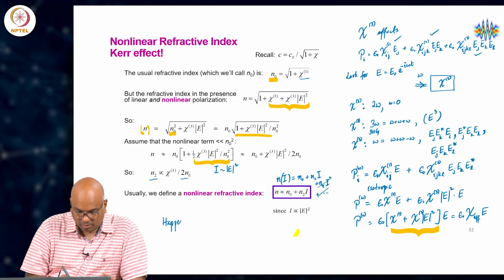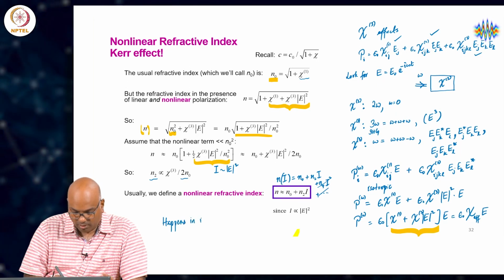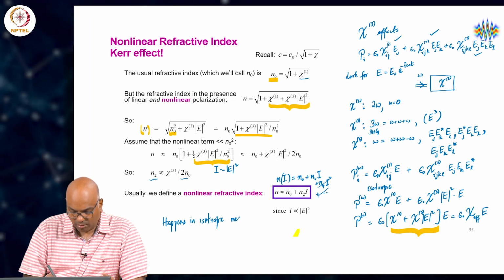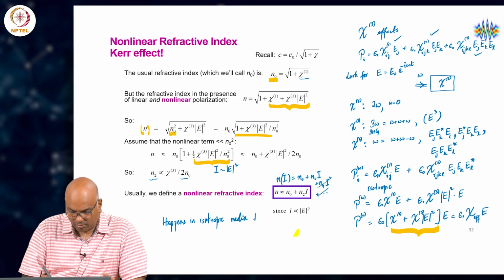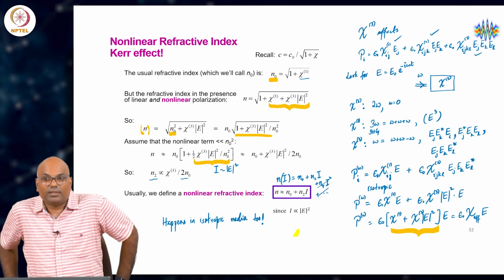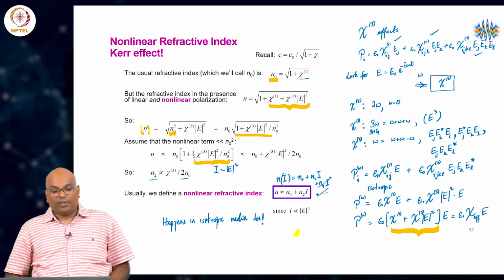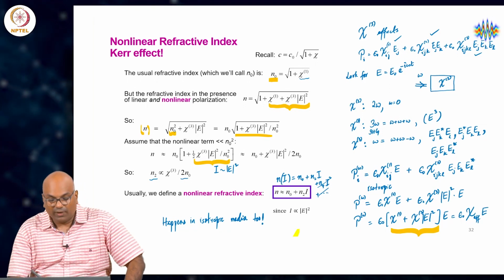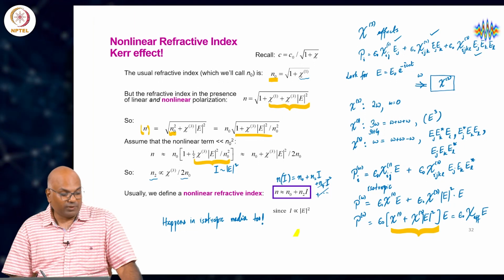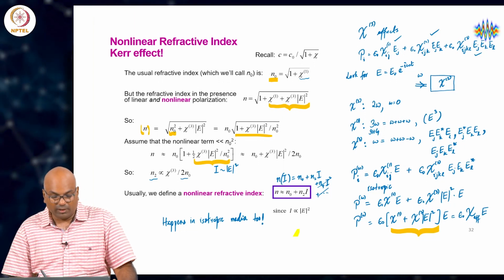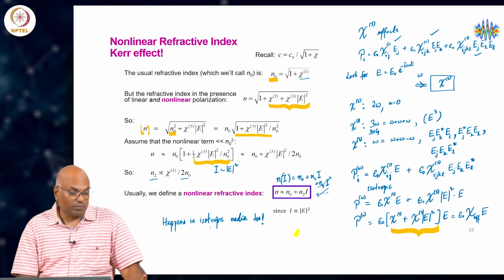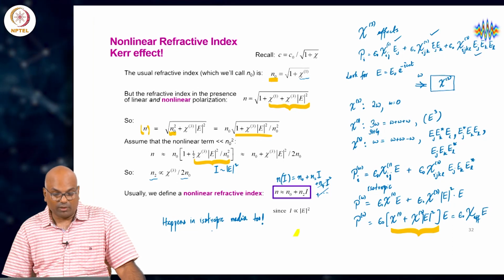happens in isotropic media too. So, therefore, this happens universally across various media. Of course, the values of n 2 can change from one medium to another. Okay, the values of n 2 can indeed change from one medium to another. Therefore, these are in some sense a more prominent effect than the second order effects.